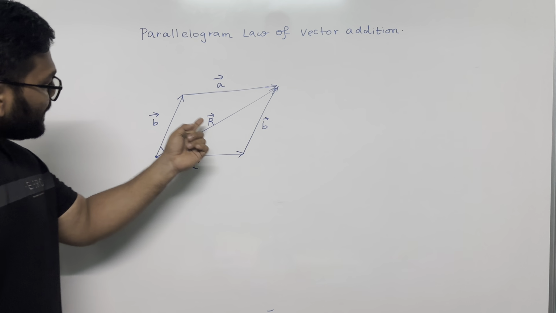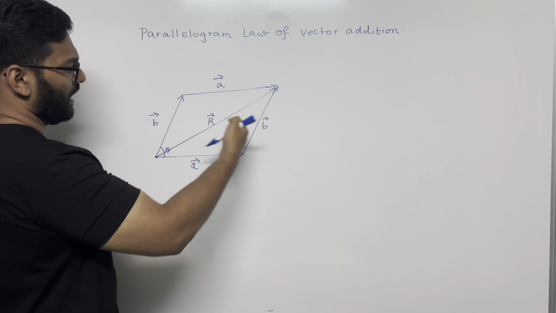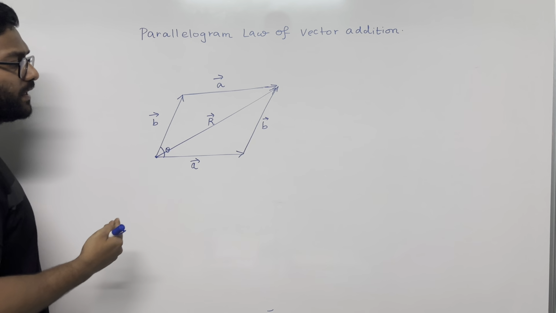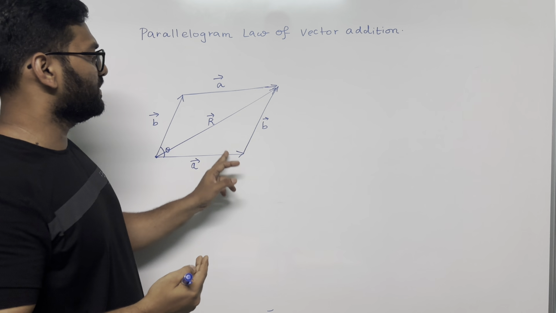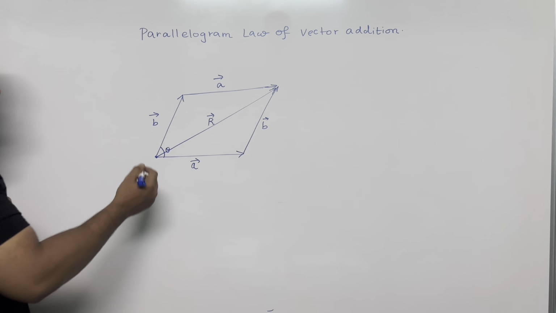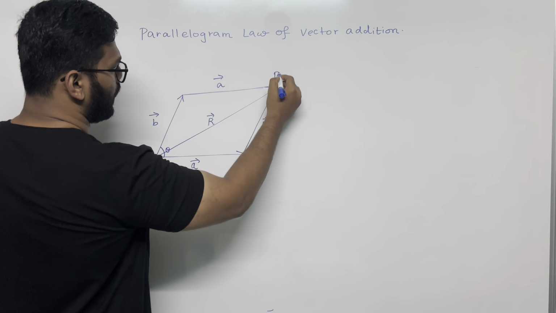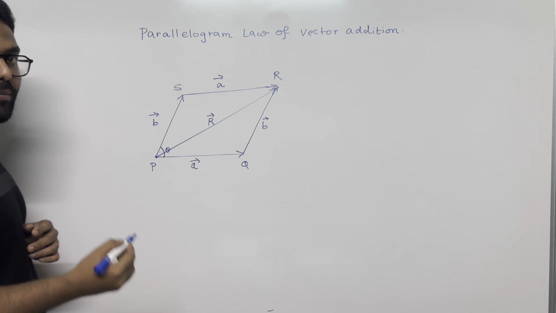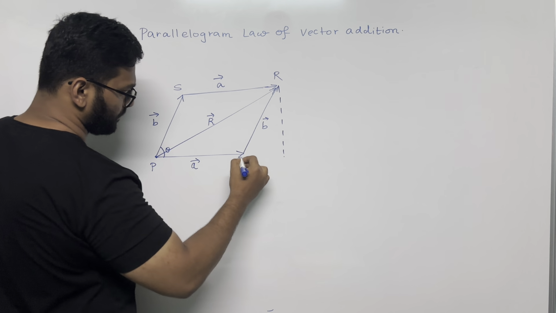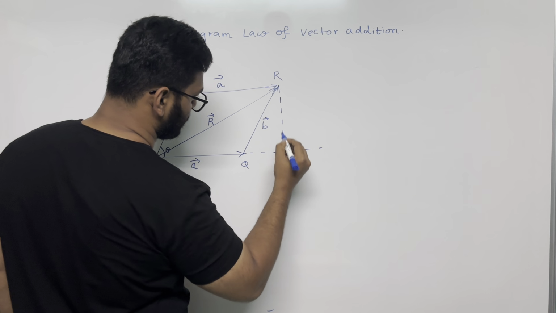Now what is the magnitude of this vector? That is the question. If this was a right angle triangle, I could have said the square root of a square plus b square is the magnitude. But the problem is that this is not always a right angle triangle. So how will I do that? To do that, let me name these vertices P, Q, R, S. We are going to use some geometry here. Let's drop a perpendicular from here, extend this, and call this point S.